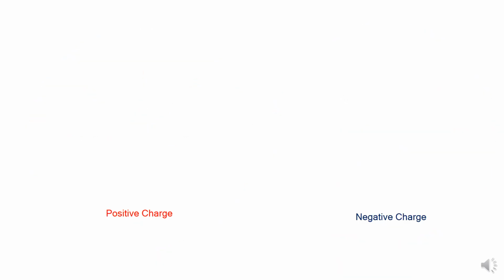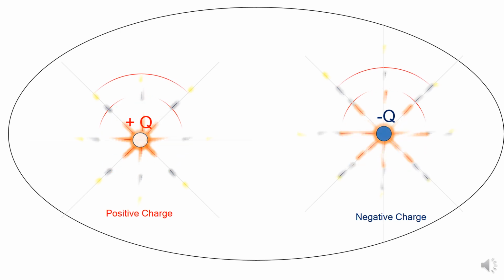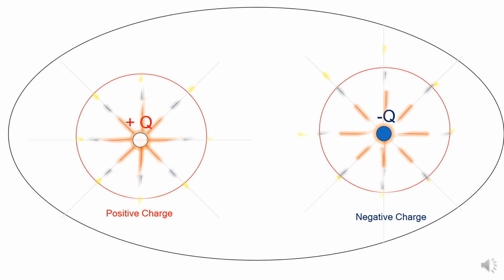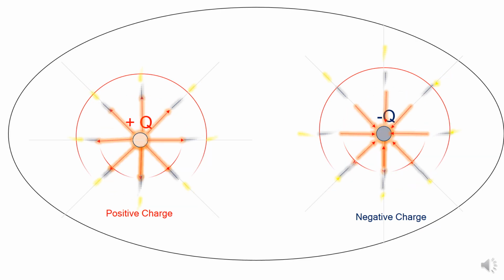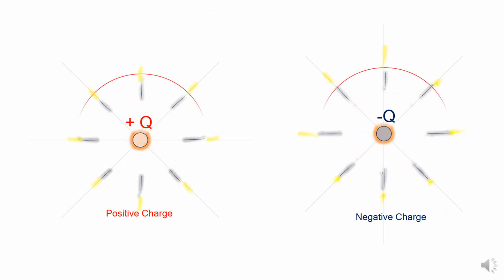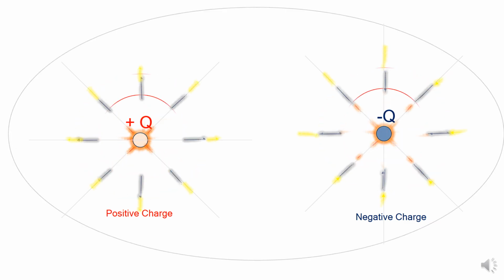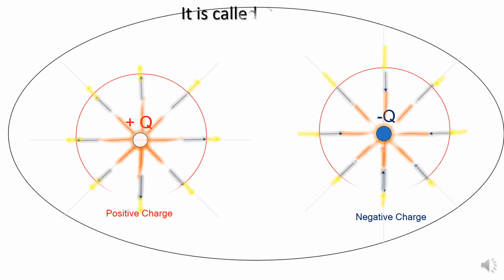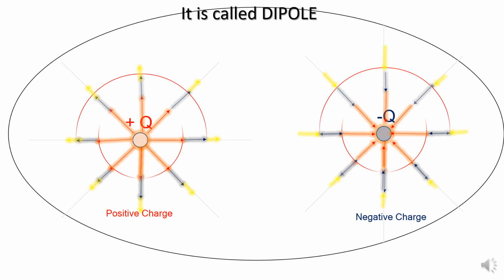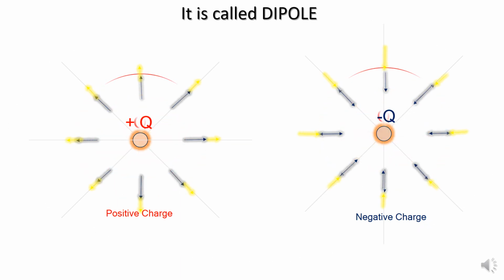Now I have two charges. One is called a positive charge and the second one is called a negative charge. When both the charges come together, they form a particular cylindrical type of arrangement. And you can see the positive charge and negative charge together are called a dipole.